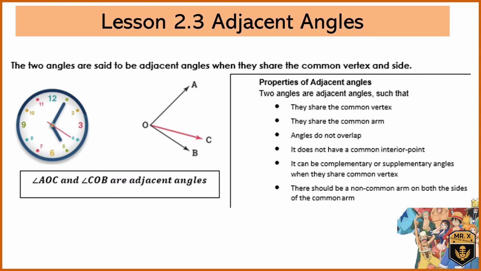Okay, next lesson 2.3, adjacent angles. The two angles are said to be adjacent angles when they share the common vertex and side. So sa Bisaya pa class, adjacent angles, angles nga nagsikit, nagtapad. Okay, pareha ani. We have angle AOC. Okay, naay AOC diri, naa puy angle COB. AOC and COB are adjacent angles.